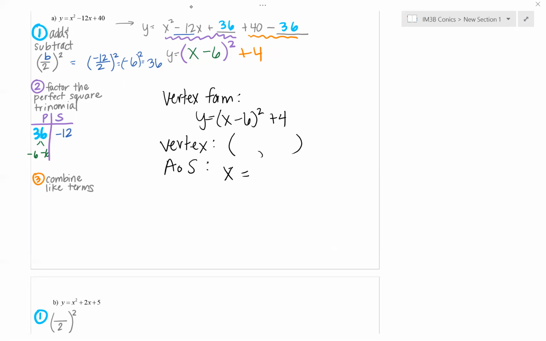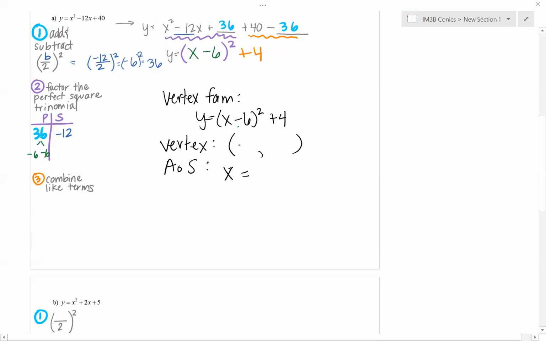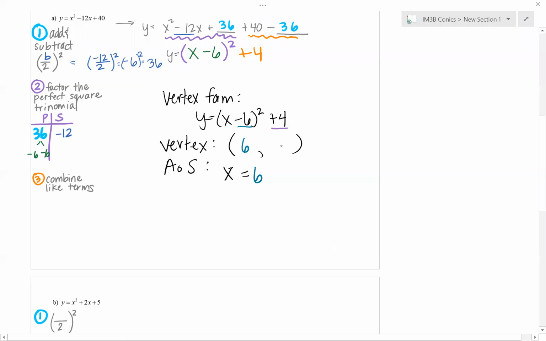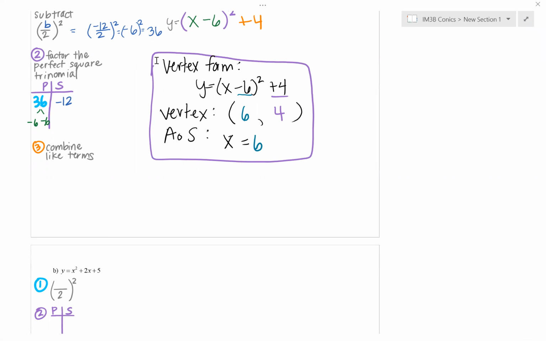Okay, so what we just talked about is that when we identify the h value for the vertex, we take the opposite of the value inside the parentheses. So since we have a negative 6, that means that the vertex is at positive 6 for the x coordinate. And then it's at positive 4 for the y coordinate. So the first one's always the opposite. Okay, so vertex form, and then the vertex and the axis of symmetry.